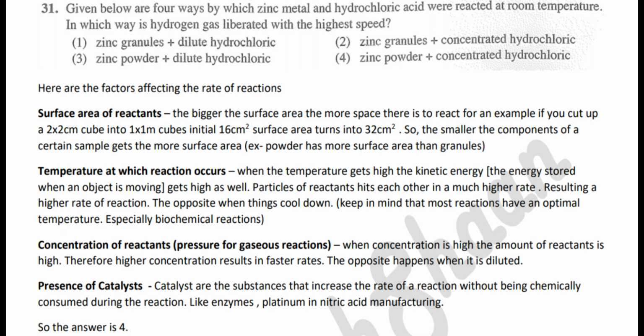Then we have presence of catalyst. Catalysts are substances that increase the rate of reaction without being chemically consumed during the reaction, like enzymes or platinum in nitric acid manufacturing or salt in rusting. So the answer is going to be 4, zinc powder plus concentrated hydrochloric acid.